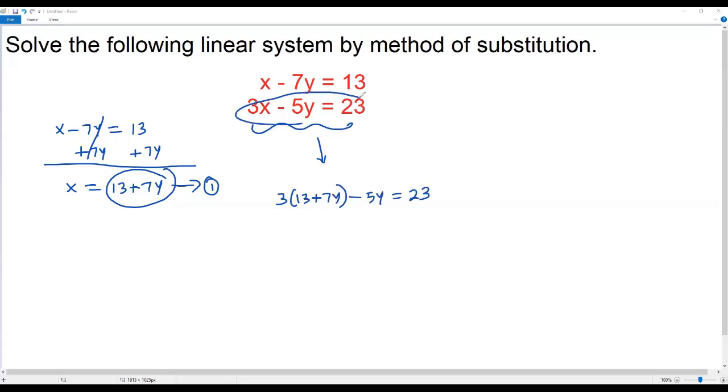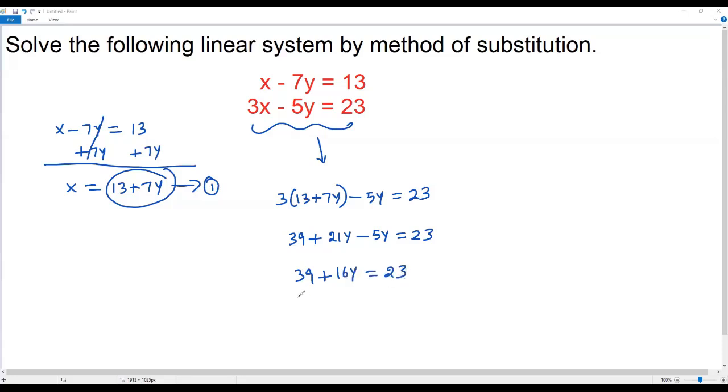Now we have this equation and we have only the variable y in this equation. Now we can solve for y. Let me distribute this 3 to 13 and 7y. 3 times 13 will be 39. 3 times 7y will become 21y. Minus 5y equals 23. When I combine 21y minus 5y, it will become positive 16y, so 39 plus 16y equals 23.